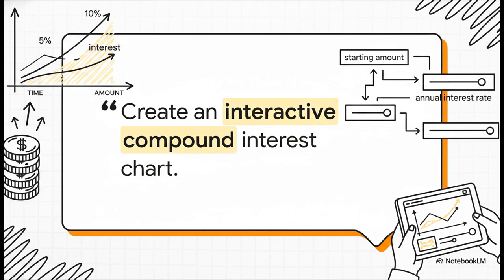Let's look at a real-world example to see how this actually works. Say you have a personal finance blogger who wants to show how a 5% versus 10% compound interest rate changes things over 20 years. But minor problem, they don't know a single line of JavaScript. Well, they don't need to. They just type out a plain English prompt, something like, create an interactive compound interest chart. Include sliders for starting amount, annual interest rate, and time period.